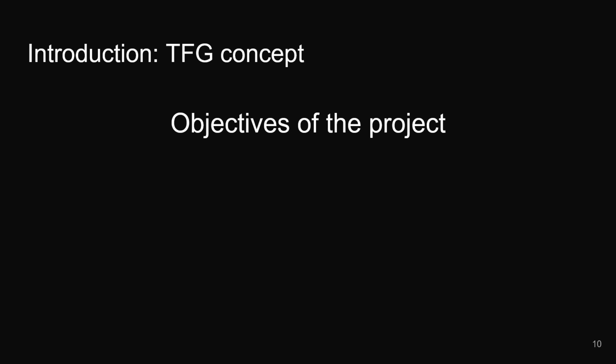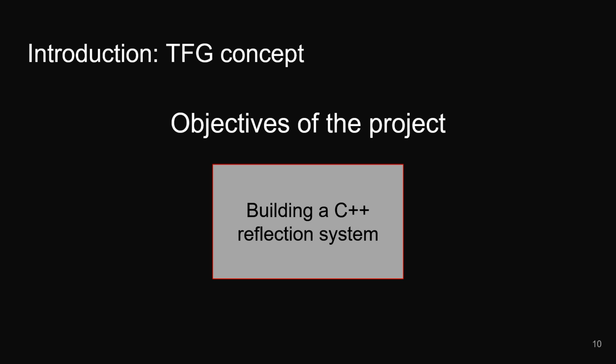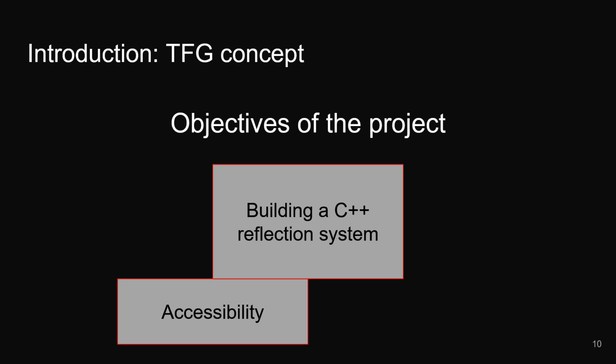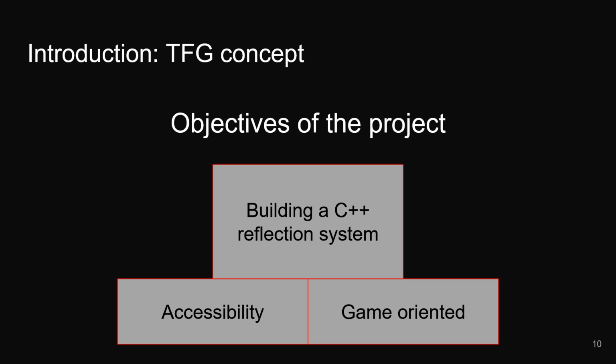So with this subject picked up, we define a set of objectives, right? The main one, and a big one, was building a C++ reflection system. This was the main objective of the work. But secondarily, we also had the tool. I wanted the tool to be accessible, and I wanted it to be game-oriented. So we will be talking about the main objective for most of the presentation, but at the end, in the conclusions, we will discuss the other two topics.